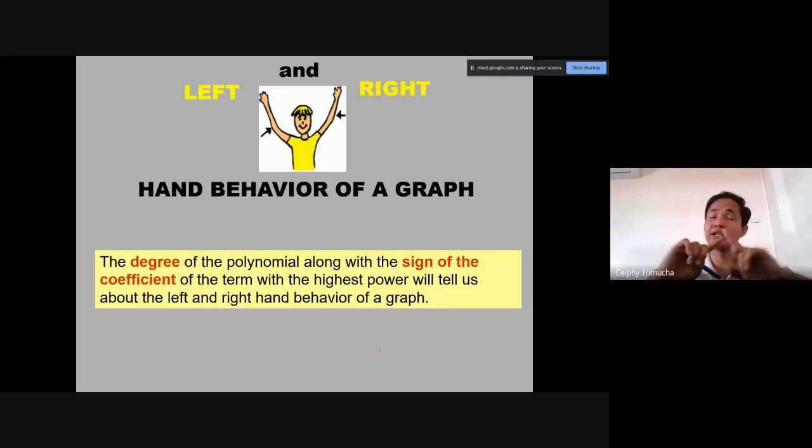Number 1, tanawon ta ang degree ng polynomial. So next, another one, tanawon ta kung diin ang may highest power or diin ang may pinakataas nga power sa aton nga polynomial. And then, tanawon natin din ang aton nga sign ng aton coefficient sang aton nga leading term.